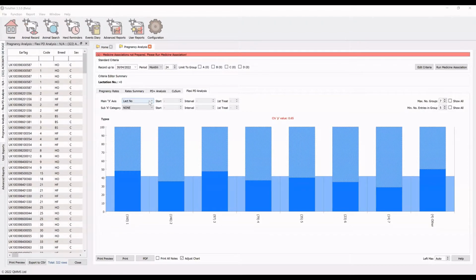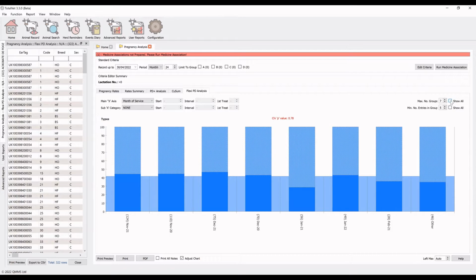Another comparison that you might find useful is to look at conception rate by month of service. This can be particularly useful in block calving herds. Now, the first thing you'll notice is that the dates at the bottom of the chart are not chronological. They are ordered by the months in the last 2 years which have had the most serves. If you want to show all of the months in the past 2 years where services have occurred, then you can do this by clicking the top right.